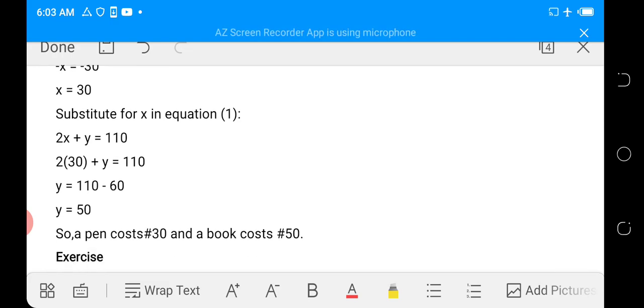To be sure whether we are correct about this, you can substitute the value of x and y in your equation and see whether you will get the answer. Remember, equation 1 says that 2x plus y is equal to 110, meaning that if you buy 2 pens at a cost of 30 naira per pen, it means that 2 pens will cost 60 naira and a book will cost 50 naira. 60 plus 50 will give us 110. So that shows that our answers are correct. A pen costs 30 naira and a book costs 50 naira.